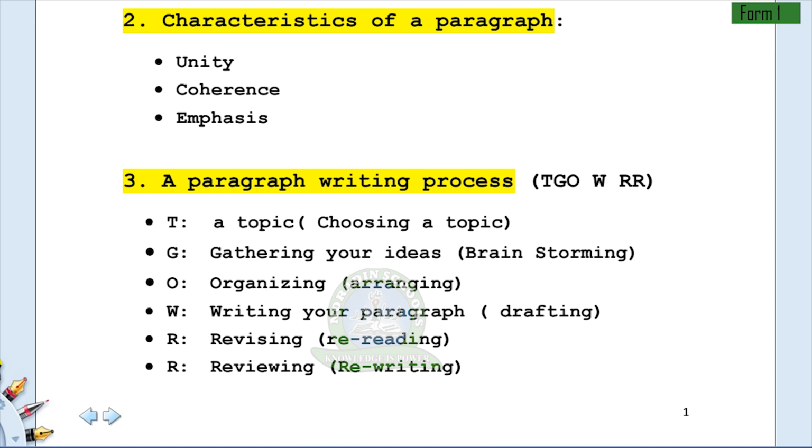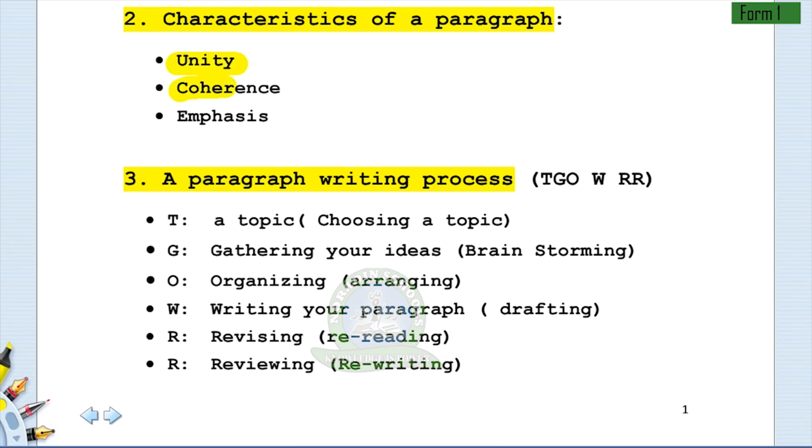The third part of our lesson is the paragraph writing process, which is abbreviated as TTOWRR, where each letter stands for something. In this part, we will divide the paragraph into three stages. What should you do at the pre-writing stage? What should you do at the writing stage? And what should you do at the post-writing stage?